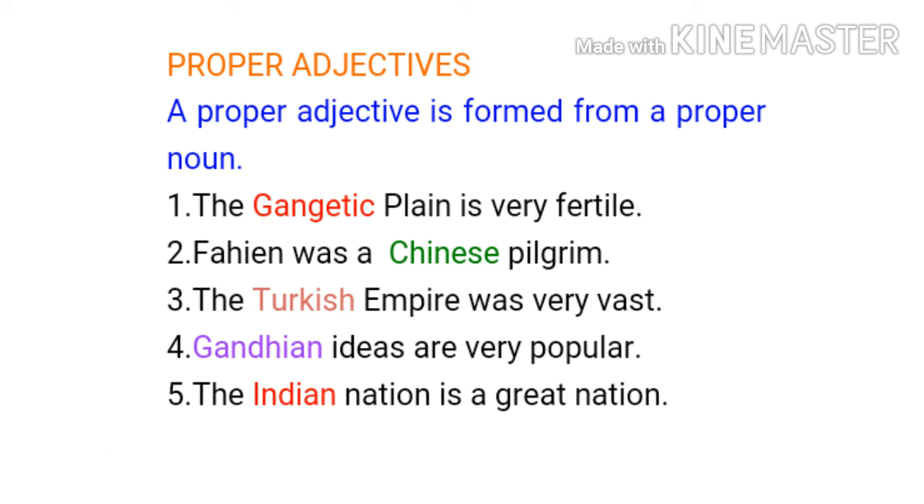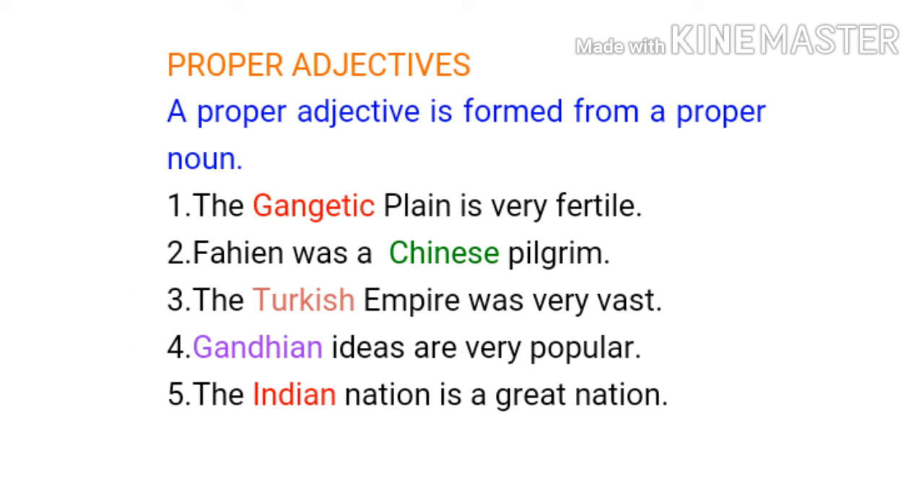Next one is an interesting kind of adjectives. Proper adjectives, like Nehruvian socialism, utopian idea, etc. Look at these examples. The Gangetic plain is very fertile. Fahian was a Chinese pilgrim. The Turkish Empire was very vast. Gandhian ideas are very popular. The Indian nation is a great nation.